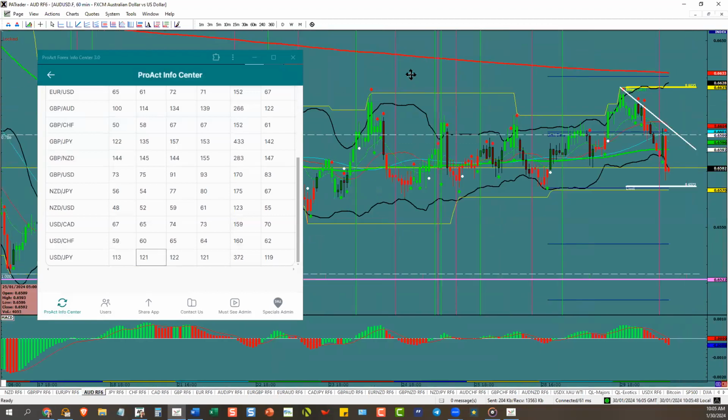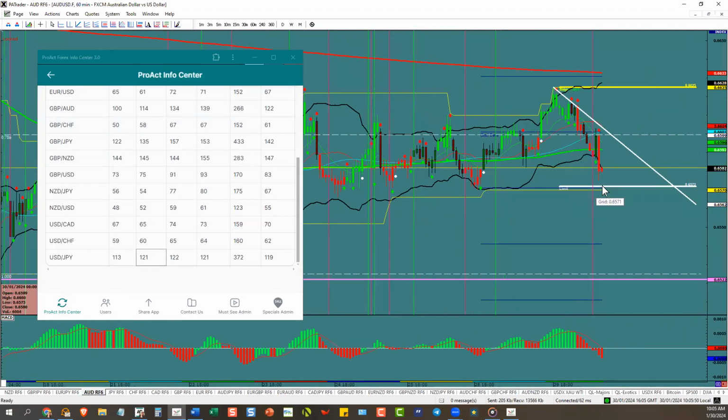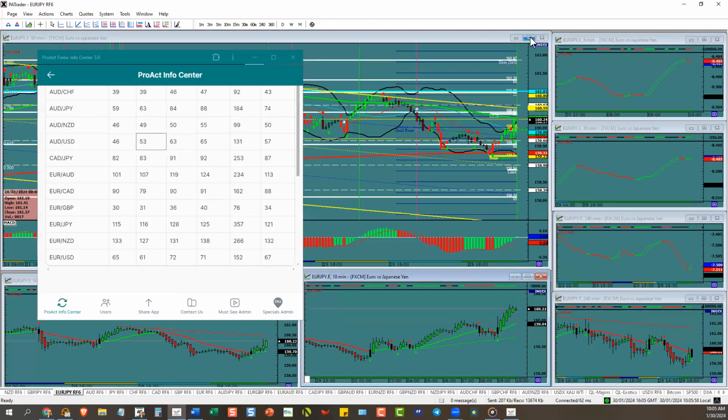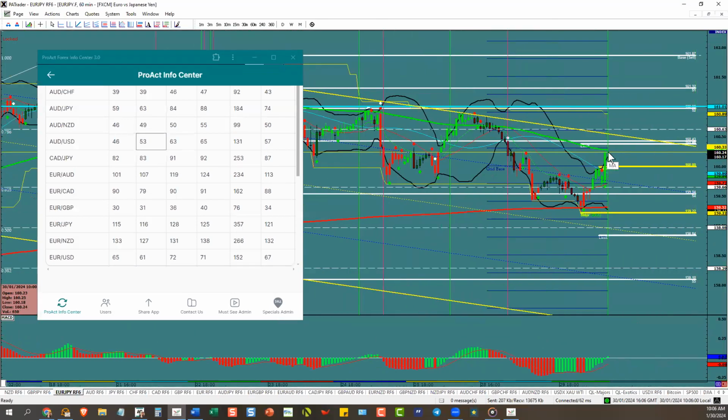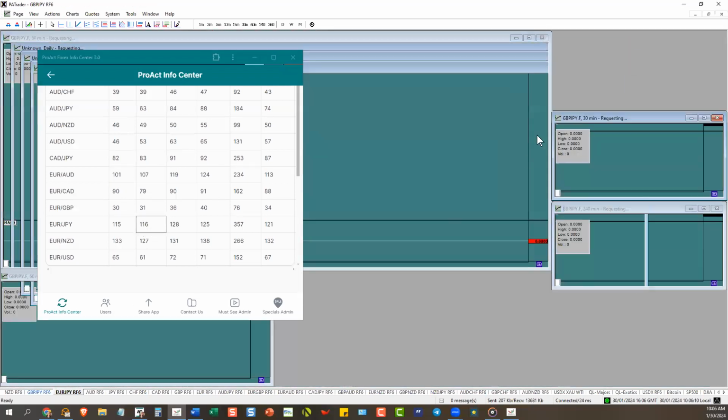All right. Aussie dollar, almost at target with the dollar going up, just shy of it by a couple of pips right now at 65.72, and Aussie dollar has a 53 pip ATR. Euro yen just shy of its target right now, and most likely we'll hit that at the 160.40 area right up there. Euro yen has an ATR of 116 pips a day.